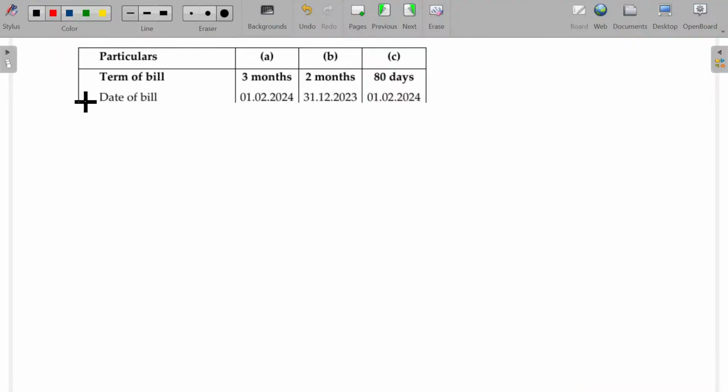Here, the date of the bill is there. You have to find out the due date and the maturity date. For the due date, what do you have to do? Add the term of the bill. The term of the bill here being 3 months, 2 months, 80 days. If I add 3 months, what happens? 1/5/2024. 1/5/2024 will be the due date. Either it may be named as due date or expiry date, the expiry date of the bill. So, 1st May 2024.